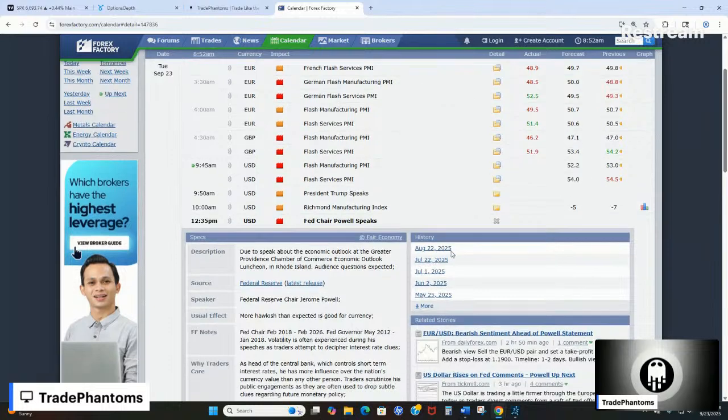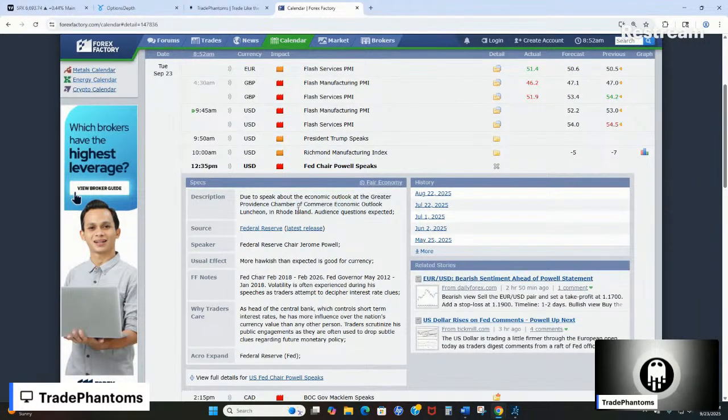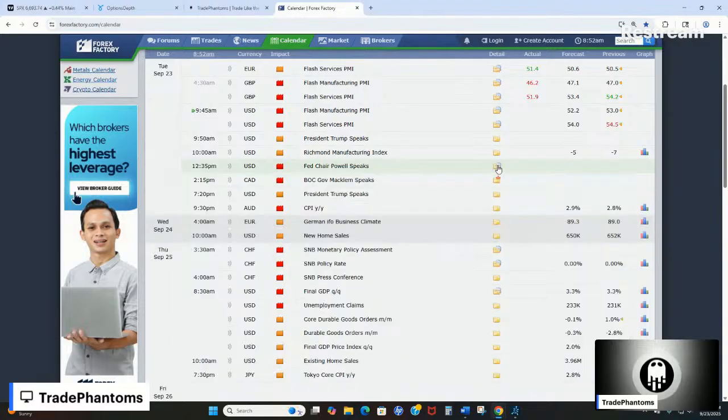Eastern Standard Time. If I pop that open, it's just going to be the Greater Providence Chamber of Commerce. Okay, it's a luncheon, so he's probably going to be asked some questions and things like that. So potentially he can move the markets. Definitely noteworthy. I'm not going to put too much emphasis or weight on that, but something to at least put on your radar, if you will.